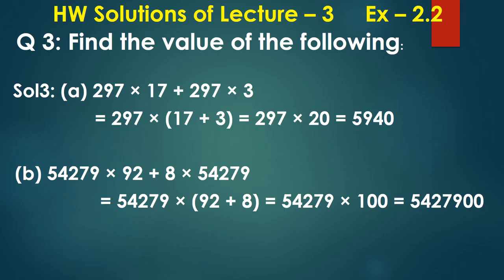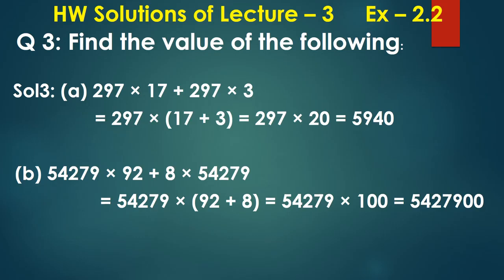So it is 297 multiplied by, in the bracket, 17 plus 3. 17 plus 3 is 20. According to BODMAS, we have to solve bracket first. So 17 plus 3 is 20. So 297 multiplied by 20 is 5940.